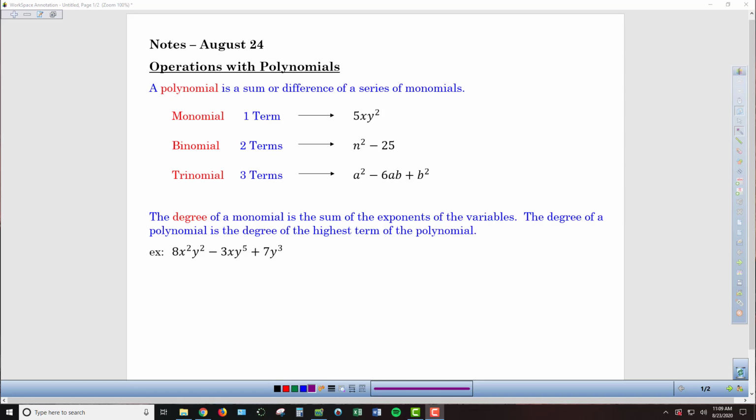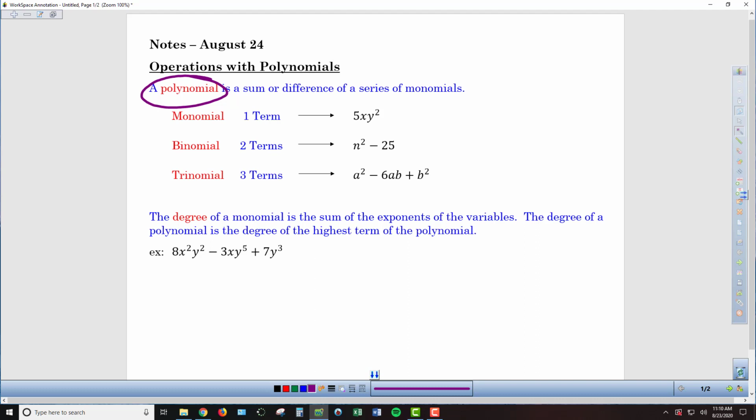Today we're exploring some terminology and some basic operations with polynomials. And so a polynomial, it says there, is just a sum or difference of a series of monomials. So that, of course, begs the question, what is a monomial? So a monomial is a term involving numbers and variables that has no addition or subtraction in it.